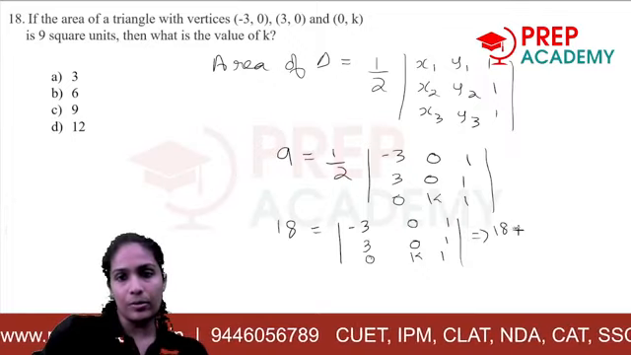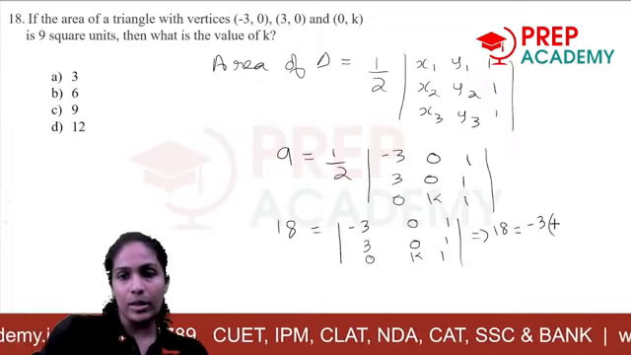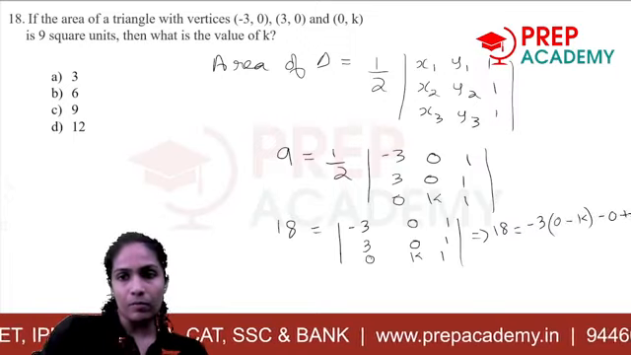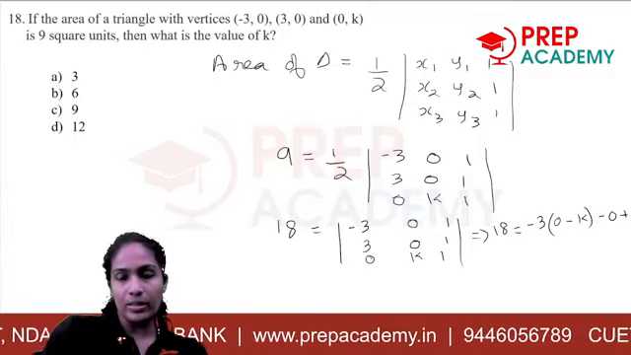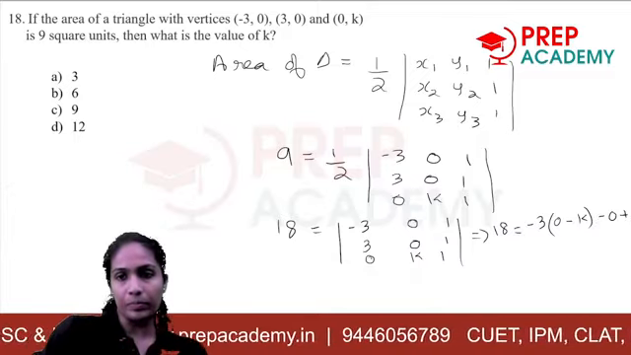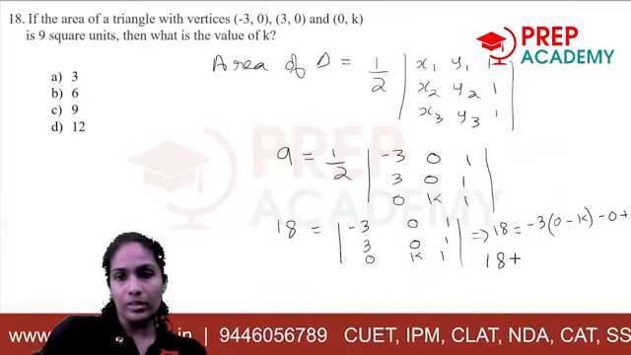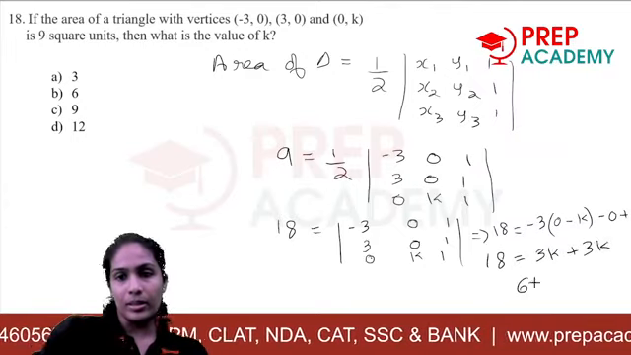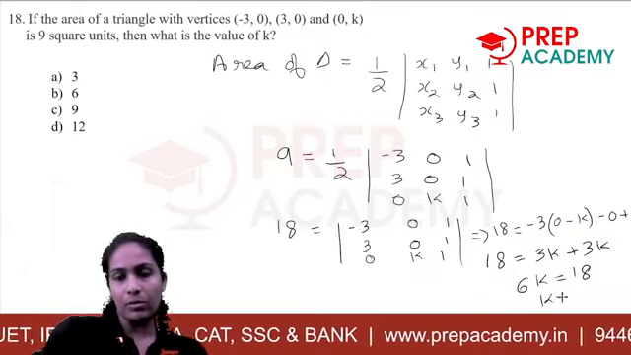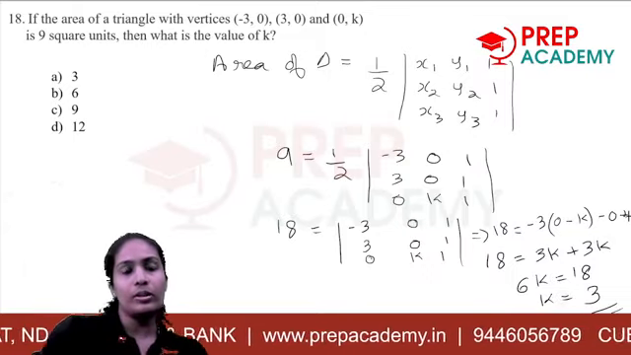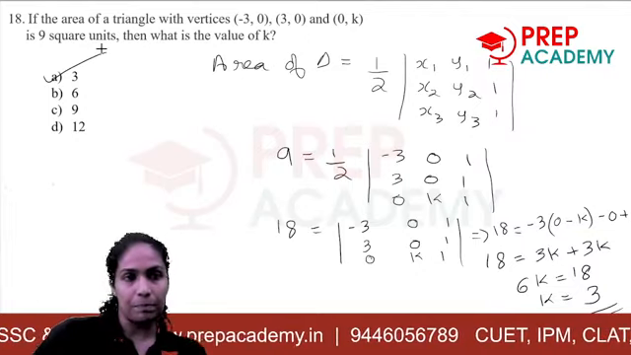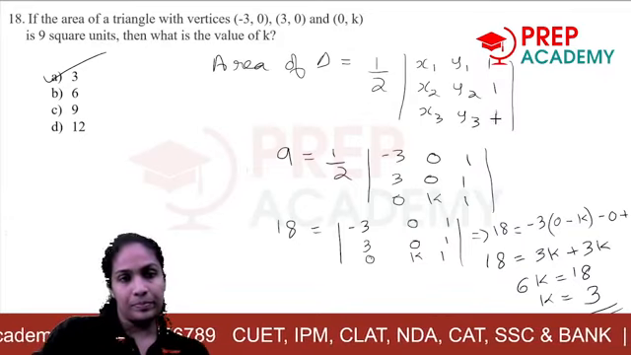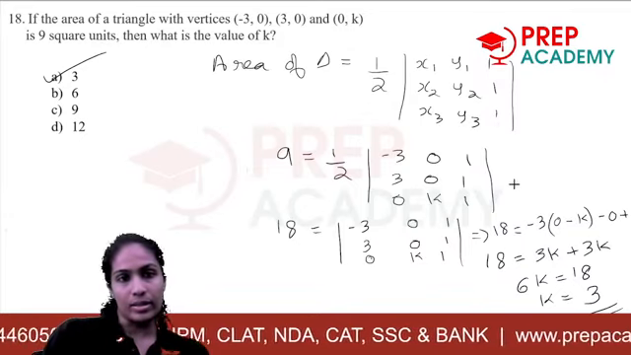Expanding, 18 is equal to minus 3 into 0 minus k, plus minus 0 into that is 0, plus 1 into 3 into k minus 0, that is 3k minus 0. So 18 is equal to 3k plus 3k. K is equal to 18 by 6, which is equal to 3. That means option A is the correct answer. K takes the value 3.